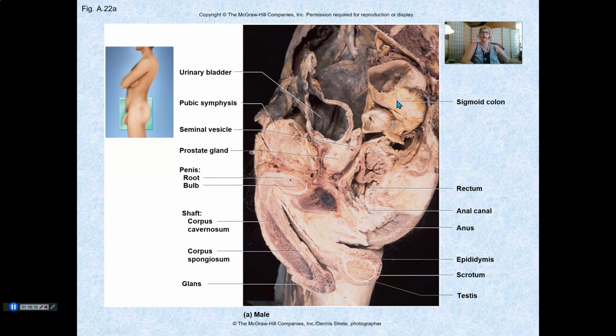Here's the sigmoid. Remember, I said sigmoid, it curves. That's the lowest portion of the colon. All right, because the colon, basically the large intestine is called the colon. You've got the ascending, transverse, descending, sigmoid, rectum, anus.